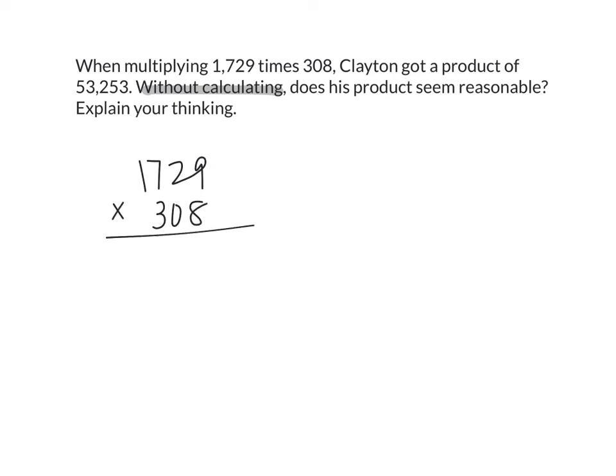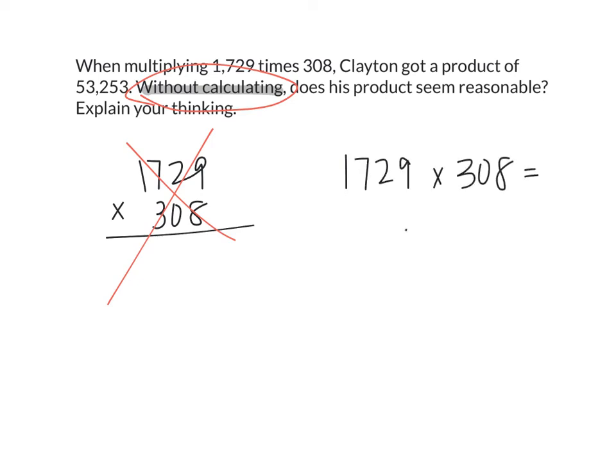If a problem says, without calculating, should I see work that you did 1,729 times 308 in the standard algorithm like that? No, because that is literally calculating, and it says without calculating. Okay, so what could we do? Again, he did 1,729 times 308, and he got his answer of 53,253. How can we see if his answer is reasonable without doing the standard algorithm and seeing if we get the same answer? What could we do?